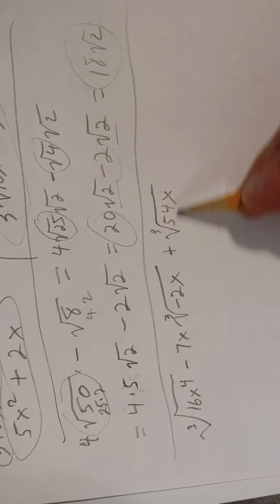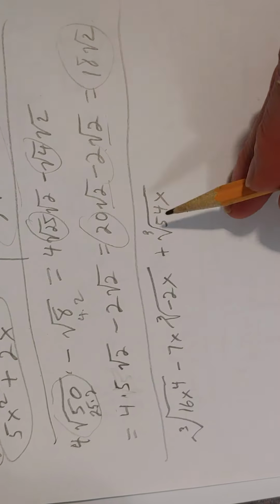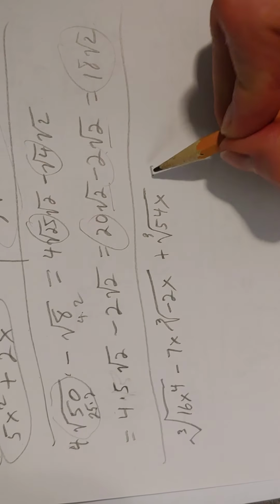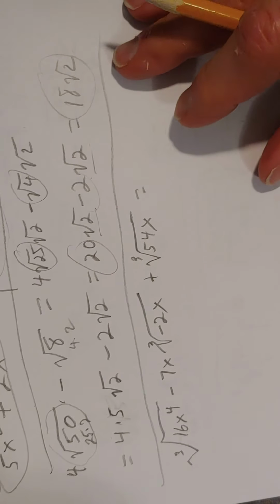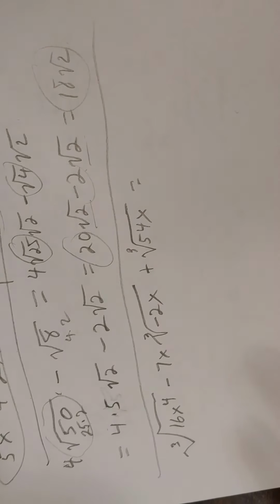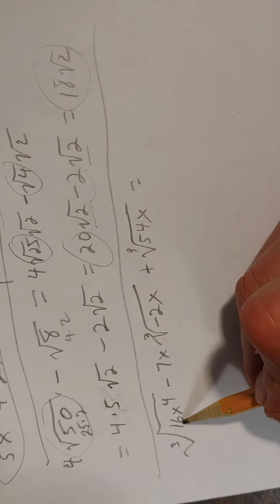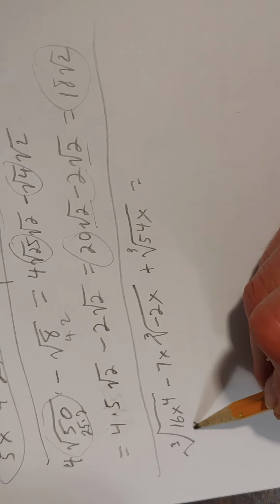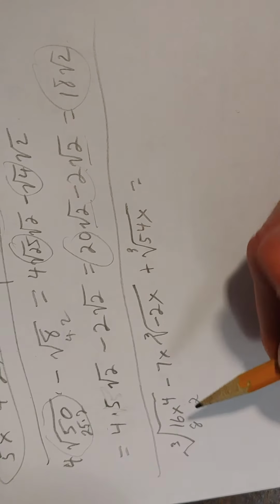Okay, these are not like radicals, but they're not in simplest form. So once we simplify them, we may have some like radicals. Now we're going to do this kind of quickly because I'm assuming you understand the idea now. The biggest perfect cube in 16 is 8, so I'll write 16 as 8 times 2.